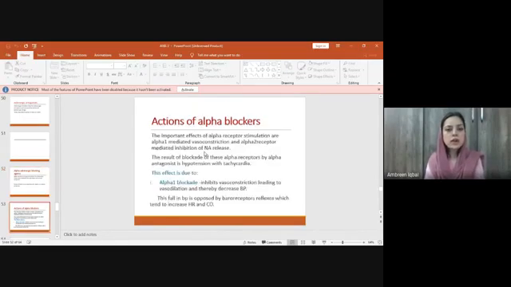Now, the actions of alpha blockers. The important action of an alpha blocker is to prevent alpha receptor stimulation. I'm going to revise where the alpha receptors were. Alpha receptors were firstly present on the vessels, where they cause vasoconstriction. Alpha 1 was present on the liver, where it causes glycogenolysis. It was present on the GIT.